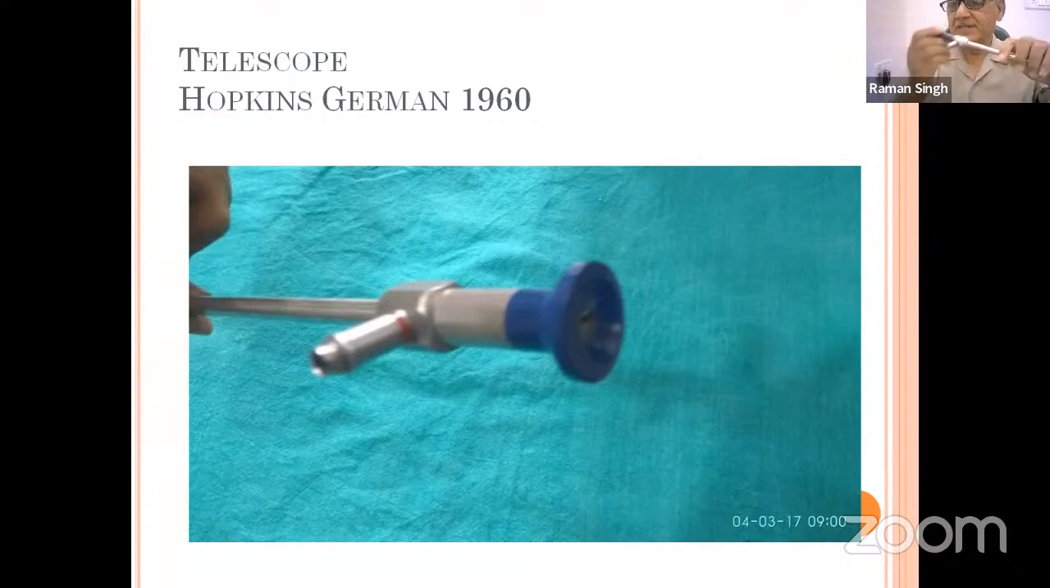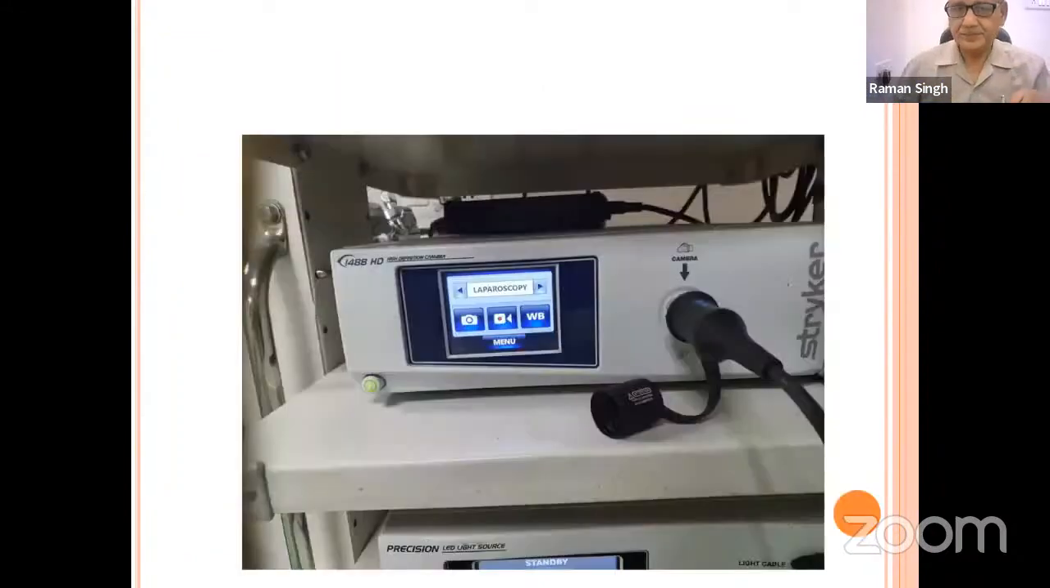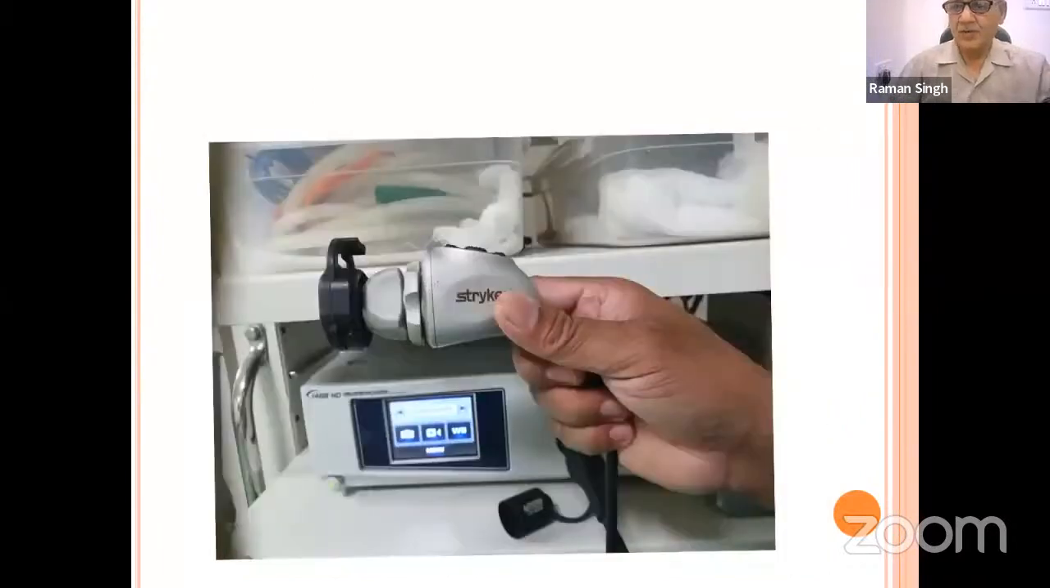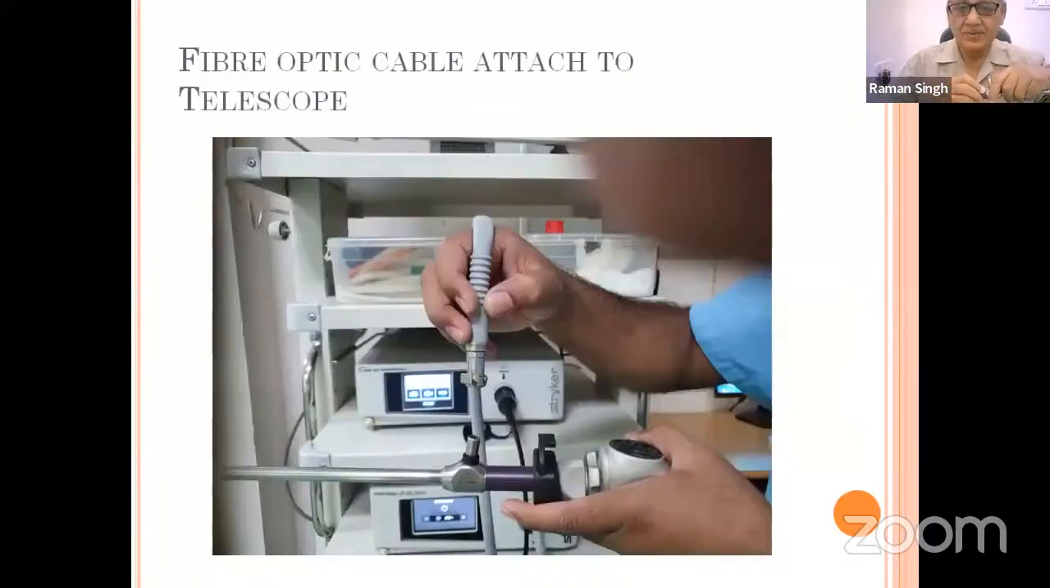This is the eyepiece and this is the objective piece. Here is the lens, and the image passes from this to come into the eyepiece, and from the eyepiece it is transferred to the head of the camera. This is the camera CCU. This is the camera head. We attach this camera head over the eyepiece of the telescope, and the light source is attached over here.